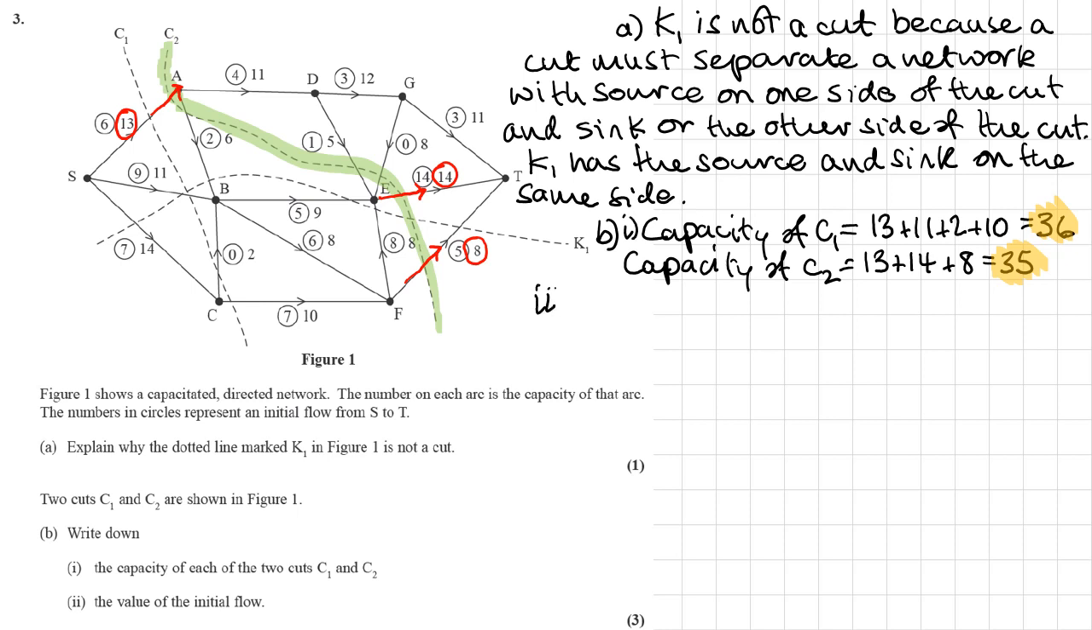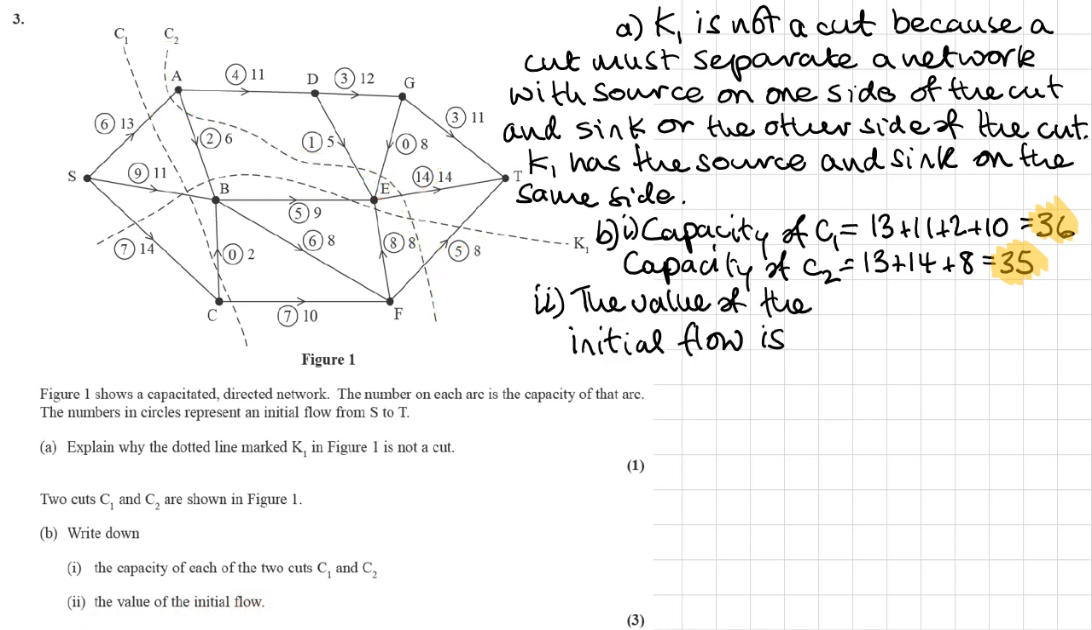So the second part of part B is the value of the initial flow. To do that, we need to look at the initial flow out of the source, and we've got 6, 9 and 7. So 6 plus 9 plus 7, that is 22, and that should equal the flow into the sink. So let's just check that. So that'll be 3 plus 14 plus 8.